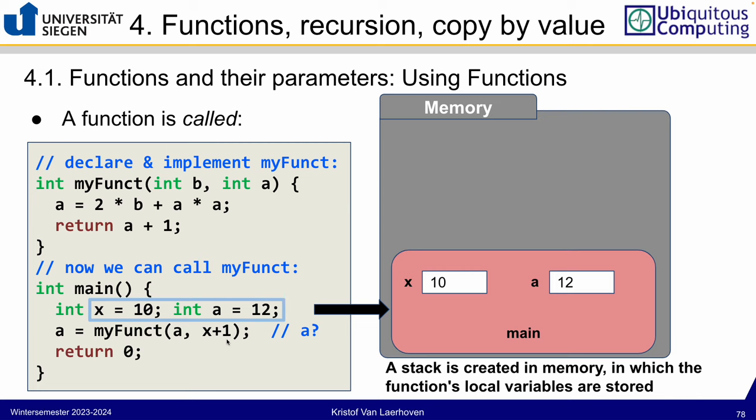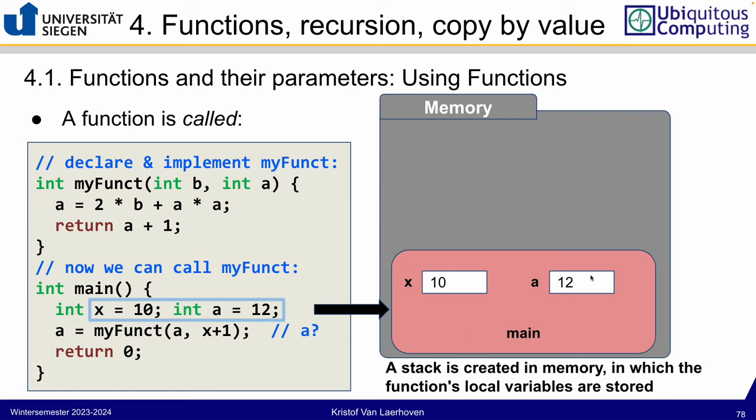And that is very important. Whenever we call a function, we pass values of an expression that is here. It could be just a variable. In that case, we take the value of a and pass this. Or it could be the value of x plus 1. So we take the value of x, we add 1, and that value we give to the function. So we copy by value, this is called. And it's very important to understand what this means.